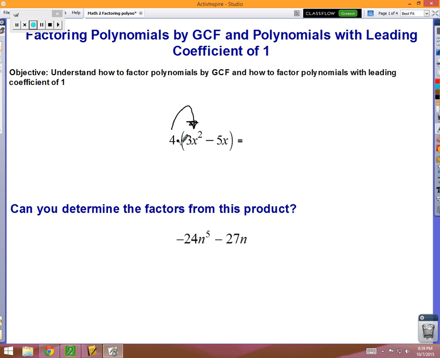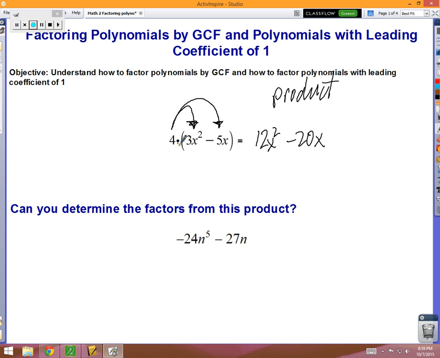So if you multiply both these by 4, 4 times 3x is going to be 12x squared. And then if you do 4 multiplied by the negative 5x, that's a negative 20x. And that's our answer. So our answer is a binomial, and our biggest degree is 2, so it's a quadratic binomial. Okay, now when you multiply, the answer is called the product.